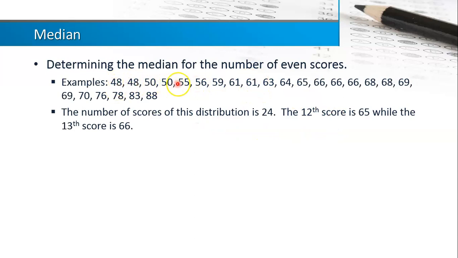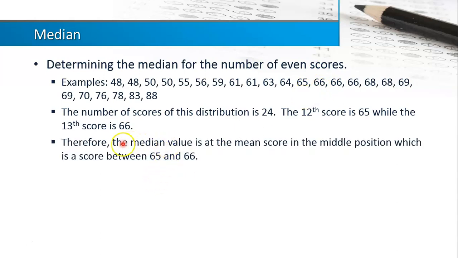So 1, 2, 3, 4, 5, 6, 7, 8, 9, 10, 11, 12. So these two here. If you take 65, it's not really in the middle. If you take 66, it's not really in the middle. So it's between 65 and 66. In order to estimate the median, you take 65 plus 66 divided by 2, so 65.5. So your median is over here in the middle. Again, this is not a real score, but it represents these two scores, 65 and 66. So that is the median.